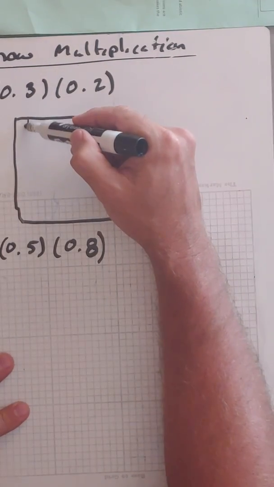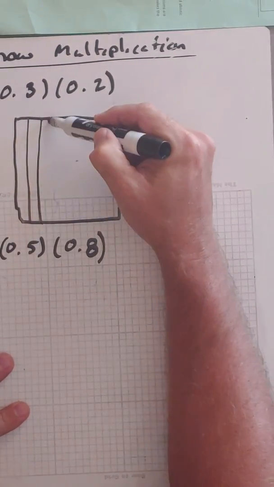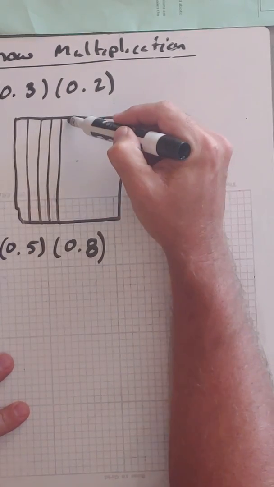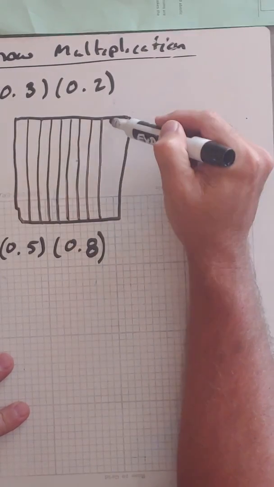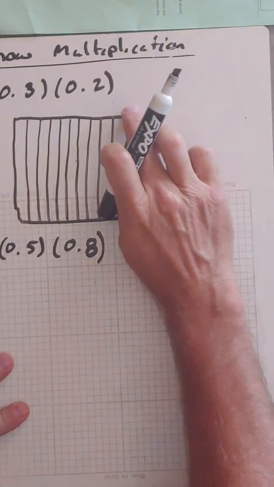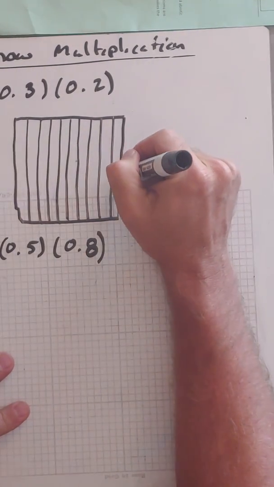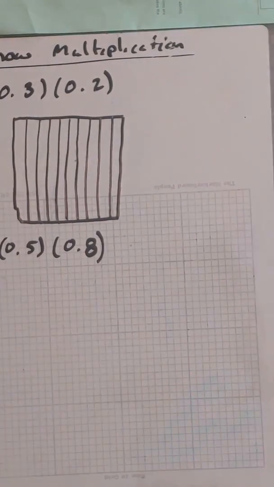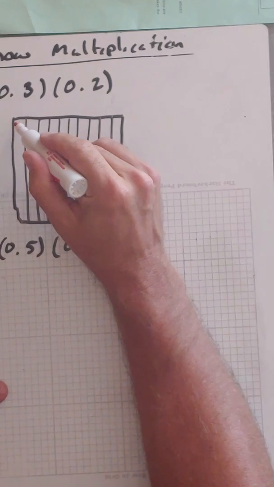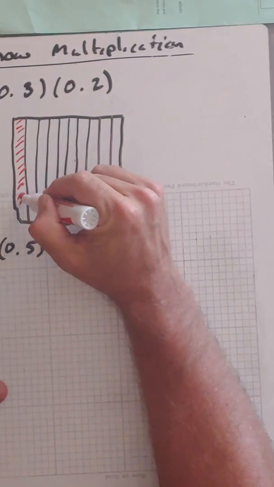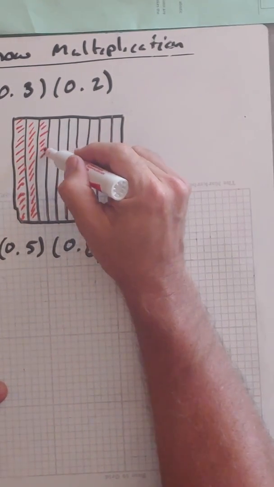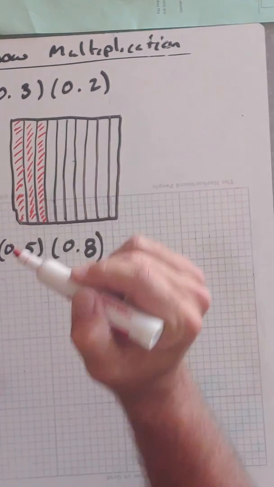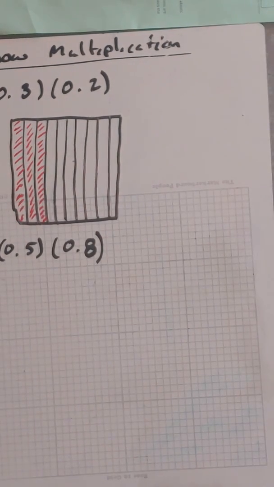And I'm going to break it into tenths. 1, 2, 3, 4, 5, 6, 7, 8, 9, and 10. And I'm going to go ahead and color in 3 of them. And you see that this time I'm not coloring it all the way in. I'm just using diagonal lines, and you'll see why in just a second.